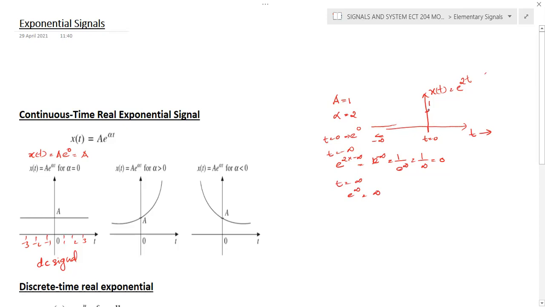So at t is equal to 0, the function value is 1. It will be something like this, an exponentially growing signal. If the amplitude A is not equal to 1, the function starts at this particular point, that is A. So this is the general behavior of the exponential signal. It is a two-sided signal, and it starts from minus infinity to infinity. So this is known as the exponentially growing signal.